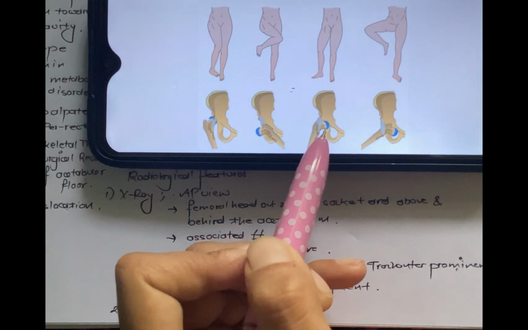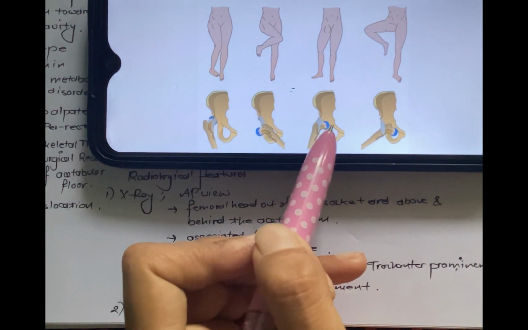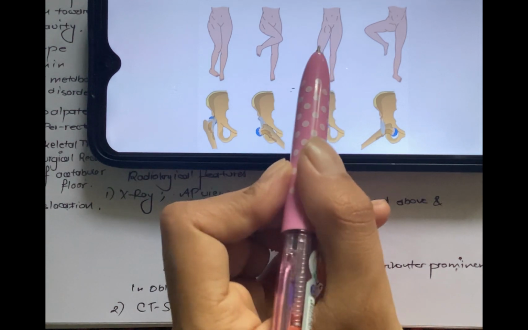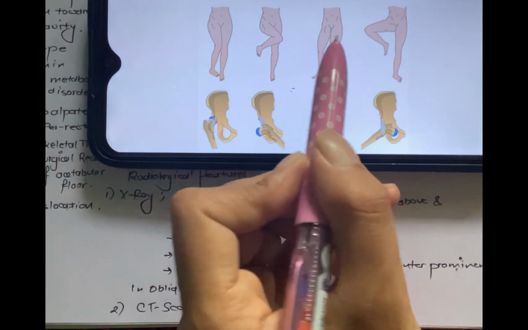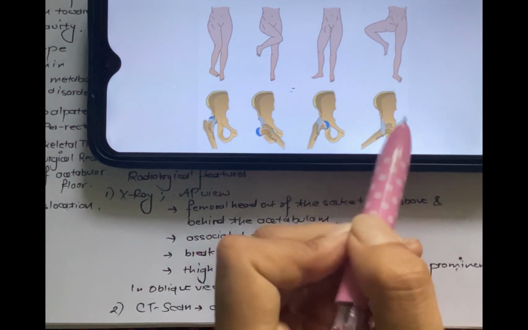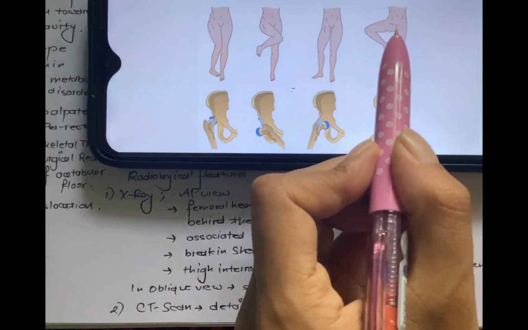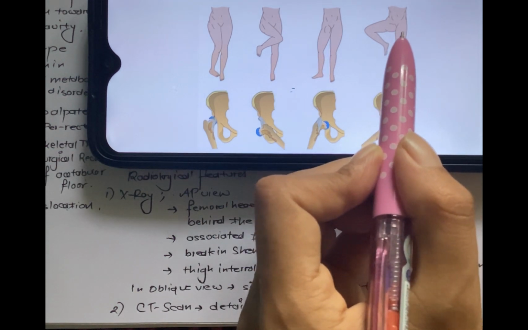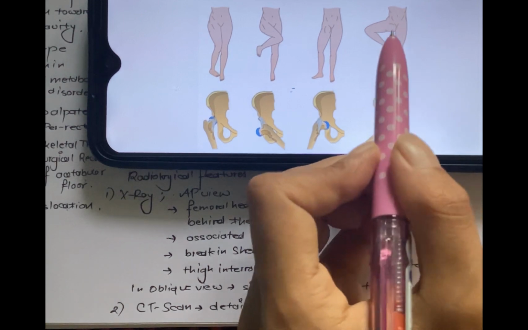And now talking about the anterior dislocation of the hip, the leg is in abduction and external rotation position. This is abducted and externally rotated, and the head of the femur is in groin area. And in center dislocation, the head of the femur is in rectal area. That is, while doing per rectal examination, we can feel the head of the femur.